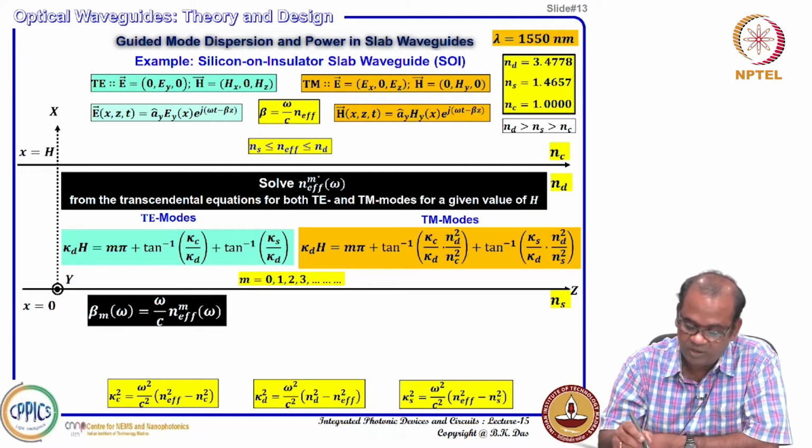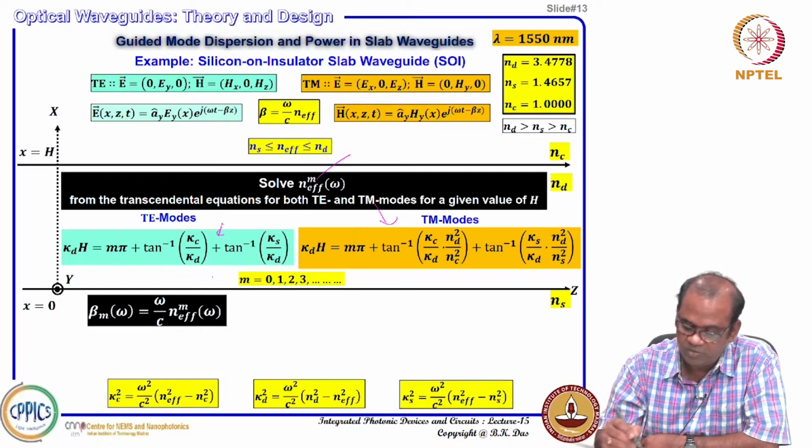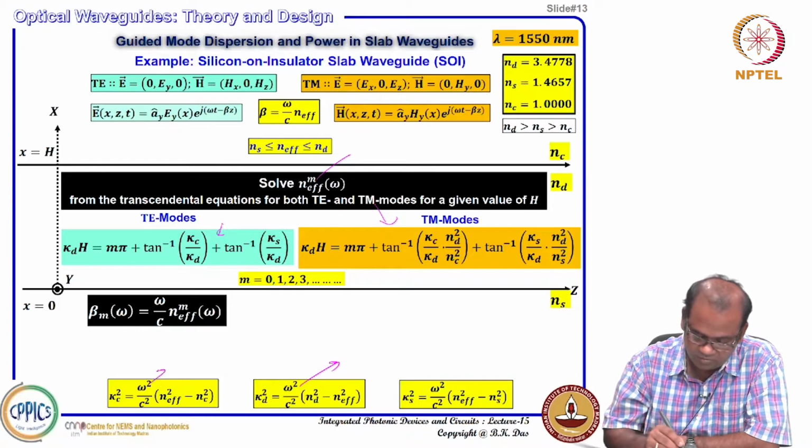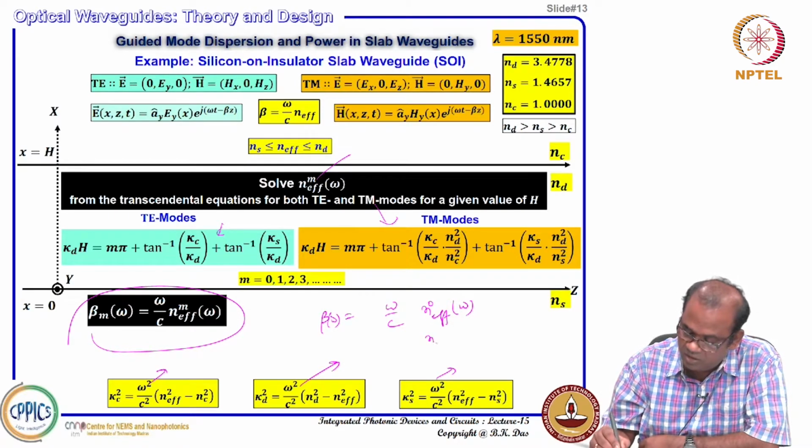Now, how to solve for the frequency-dependent N effective for the mth mode? You have to use this transcendental equation for a given frequency. So, you give a frequency value, and beta equals omega by c times N effective. If I give a particular frequency, I will get the effective index of the fundamental mode, and I can also get the effective index of the first order mode and so on. So, all of them I calculate for a certain frequency.